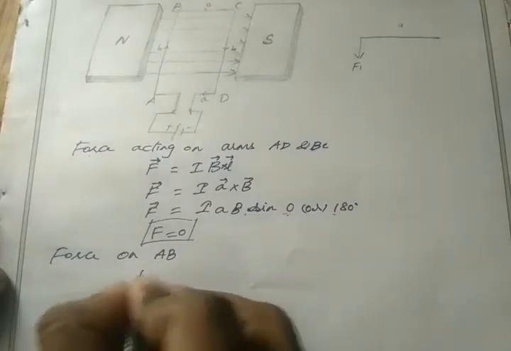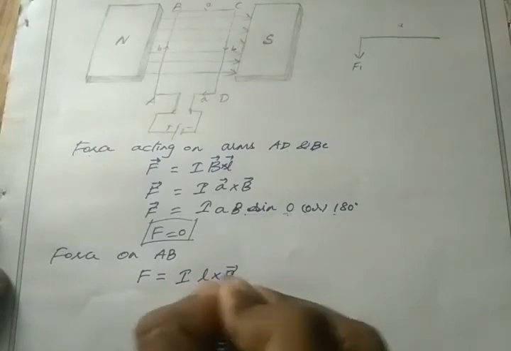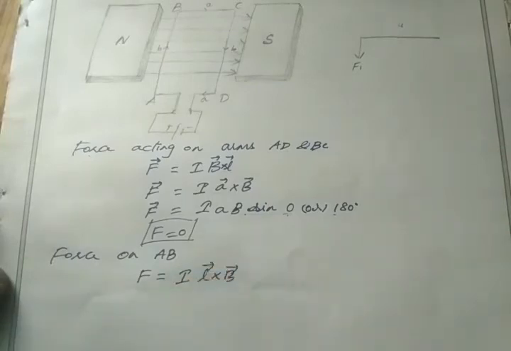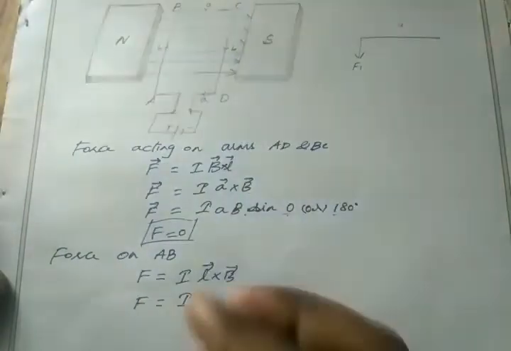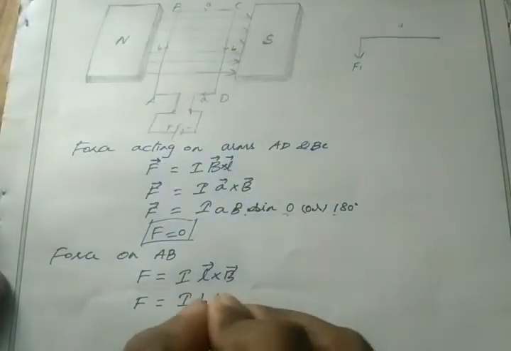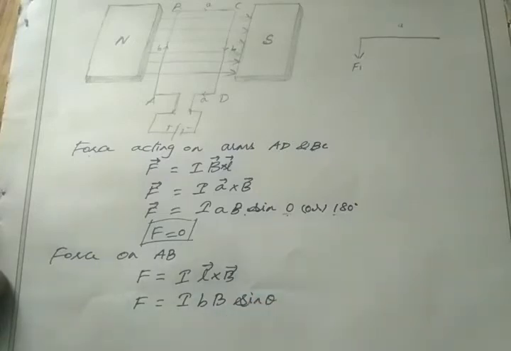What's the formula? F equal to I L cross B. What is L? The side AB. AB is taken as B. So F equal to I B B sin theta. What's the value of theta?